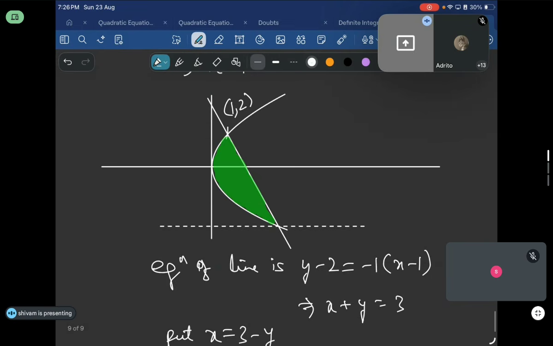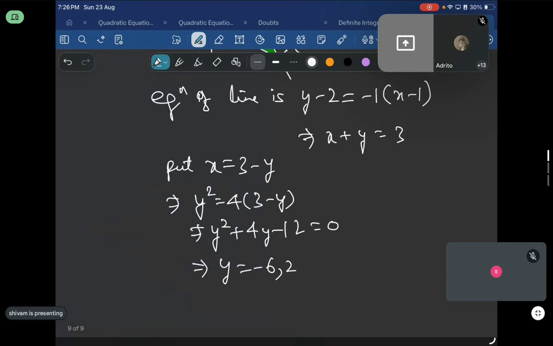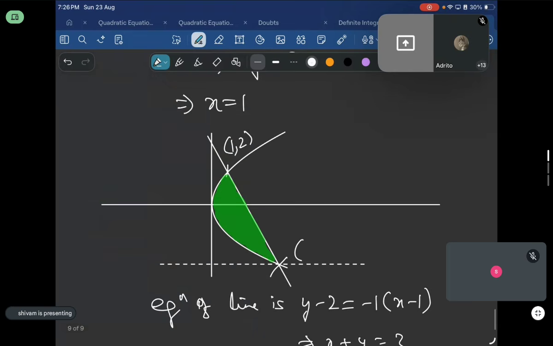So I hope you will have got the limits also. The coordinates of this point: y equal to minus 6. What is the value of x? 9 comma minus 6. Correct.